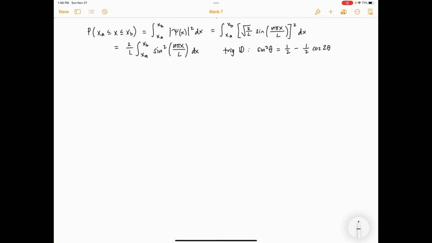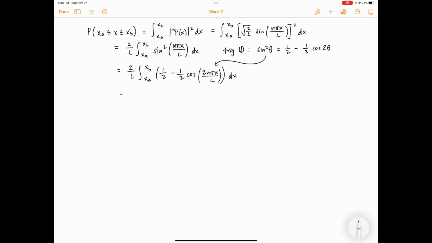Here's what that looks like. We have 2 over L, and then the integral from xa to xb. But now the function we're integrating is this: 1/2 minus 1/2 times cosine of 2 times the angle, which is n pi x over L. So now we have cosine of 2 n pi x over L. That's just what we get when we apply the trig identity to what's in the integral. And then, of course, we have our dx. So there is the trig identity. That's what it works out to.